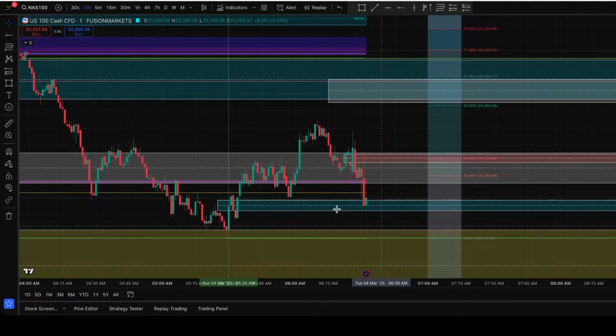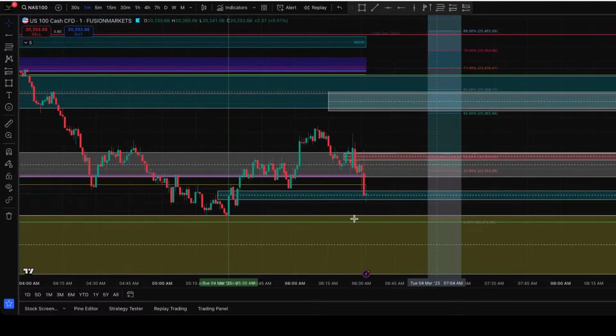Now it's hitting that 5M fair value gap. It'll most likely run that as well, and then right into the midpoint of this daily fair value gap. And this is what we wanted to see. I want to see it manipulate down first. And it gives us all this room back to the blue zone. Come on down.